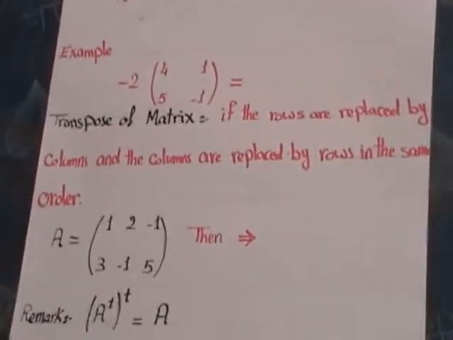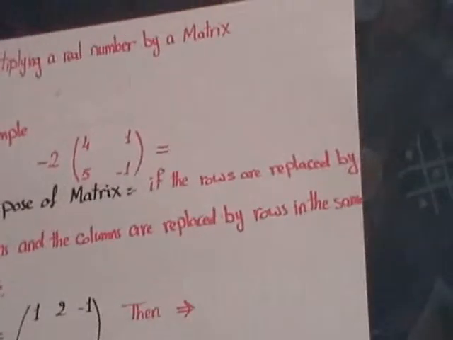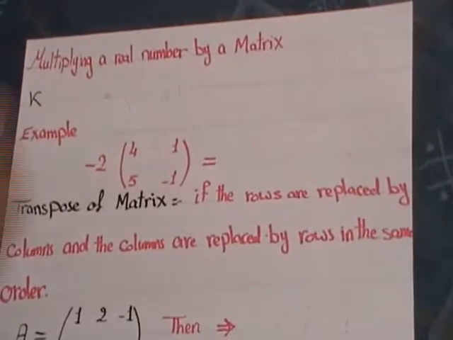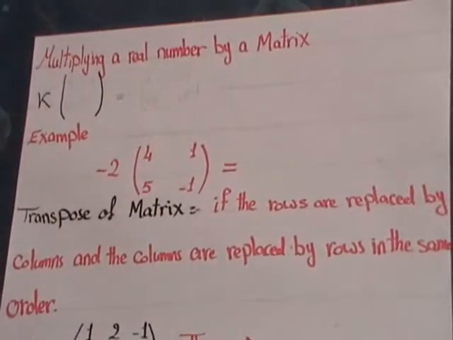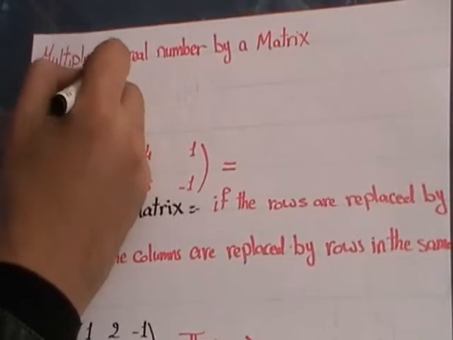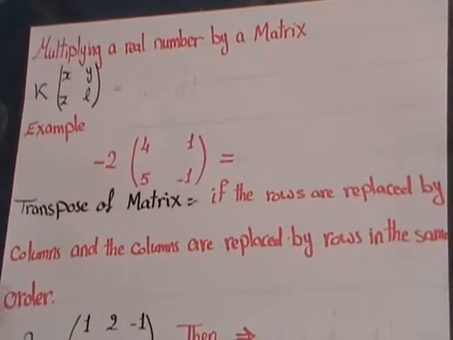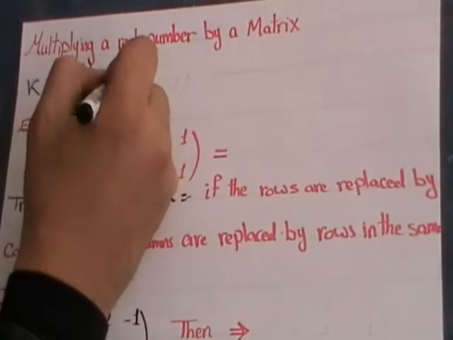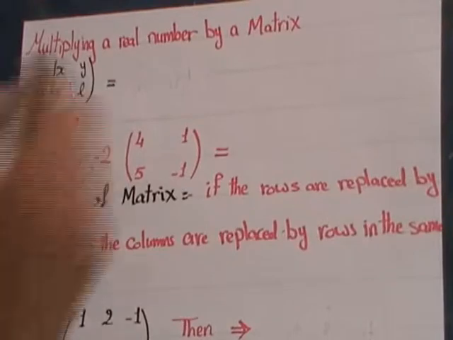We're going to multiply a real number by a matrix. Consider k is a real number, and we have a matrix of order 2 times 2, which contains x, y, z, and l. We want to multiply the matrix by this real number. Here, we start to multiply this real number by every element in the matrix.